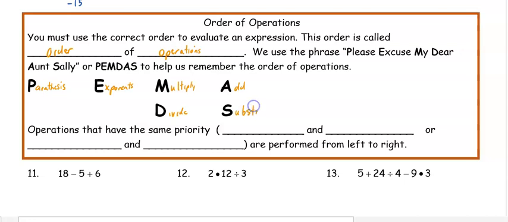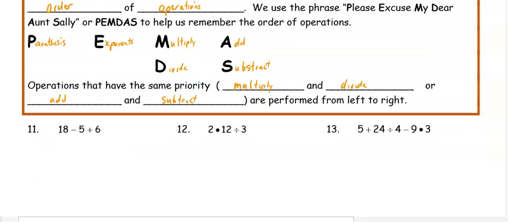Now, in the past, you might have seen them all written in a straight line. And in this case, we have the M and D stacked on top of each other and the A and S stacked on top of each other. This is because they have the same priority. So we know that to multiply and divide or add and subtract, they have the same priority, which means you're not going to do all the addition first or all the multiplication first. You're going to go from left to right. So let's look at a couple examples with that.